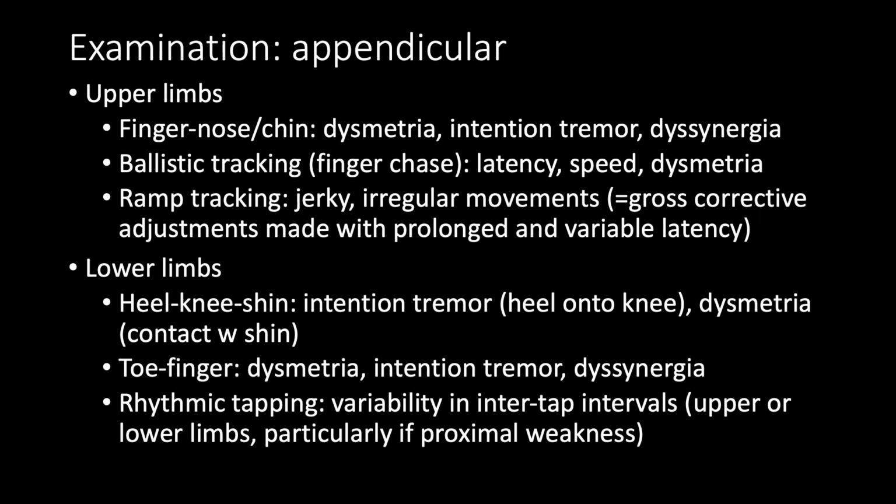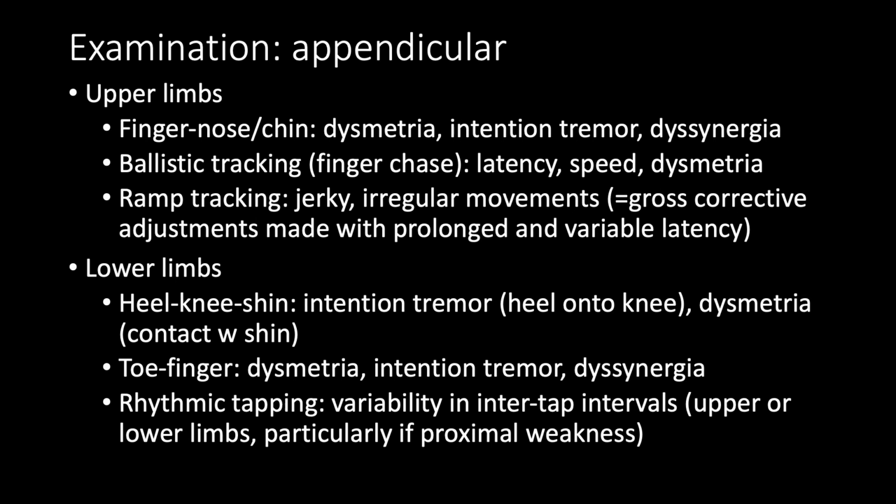So, examination of appendicular ataxia. In the upper limbs, the finger-nose or finger-chin test, looking for signs of dysmetria, so inaccuracy or difficulty measuring the movement, and intention tremor, often misunderstood as an action tremor, but an intention tremor is specific in that it increases in amplitude as the target is approached at both the chin end of the movement and the clinician's finger.